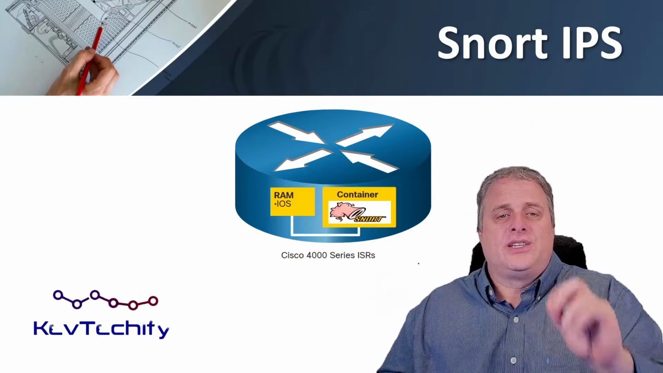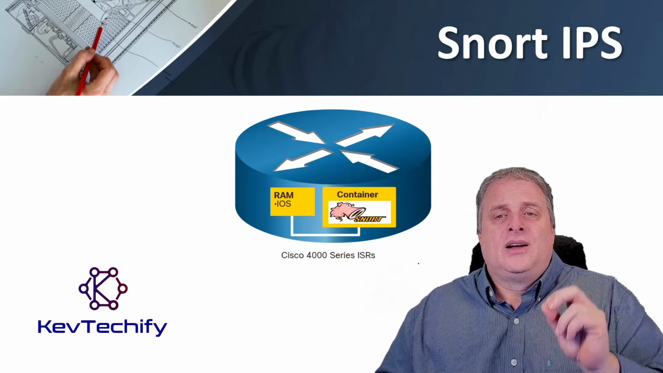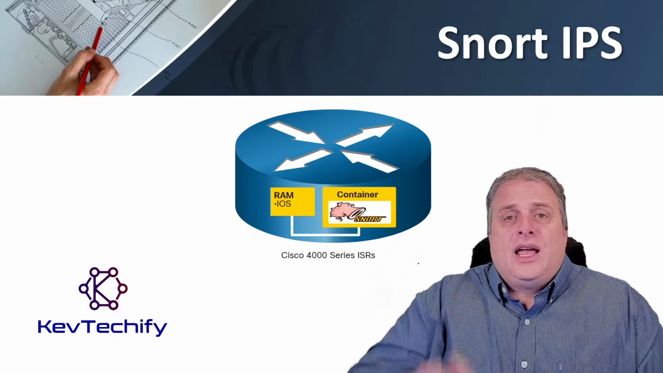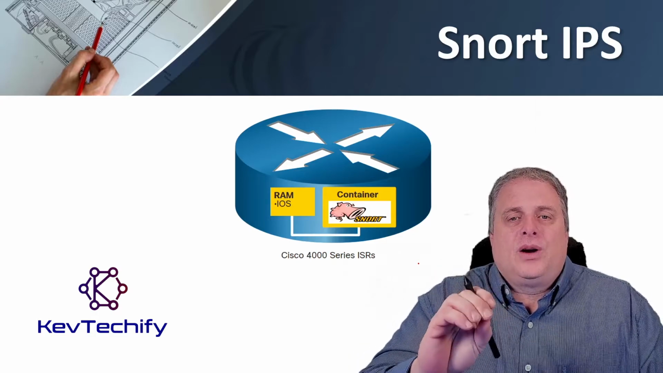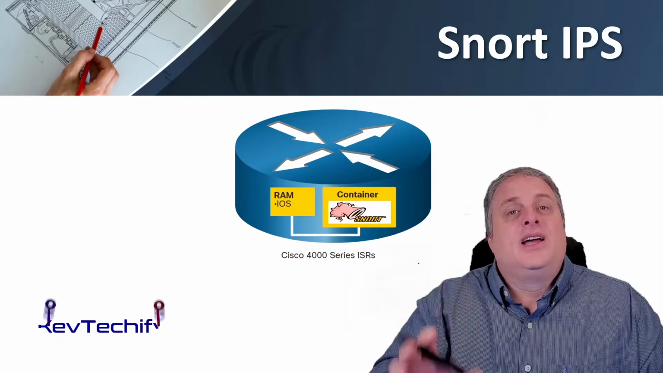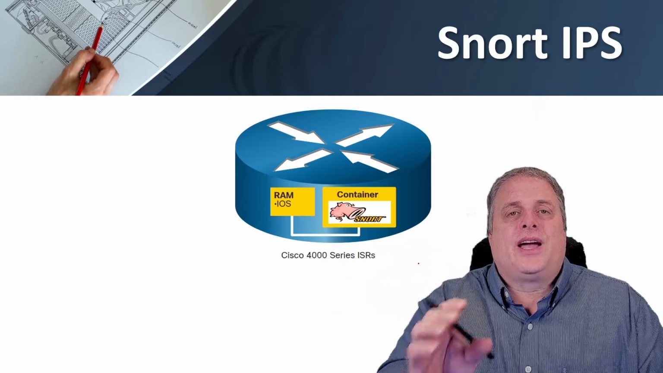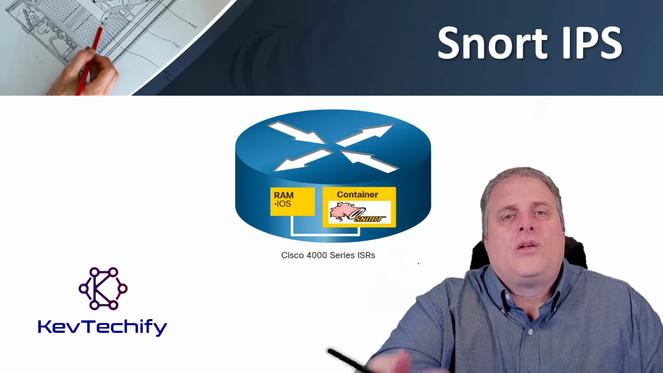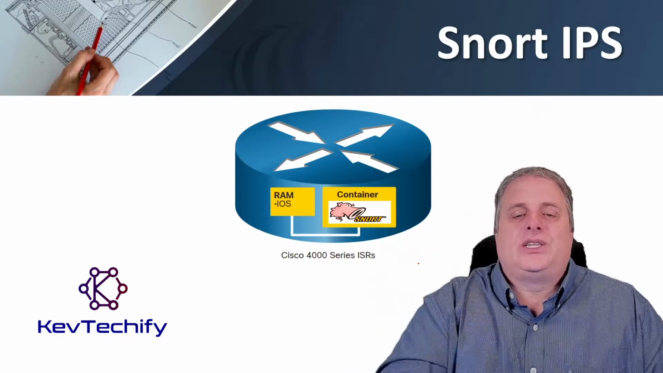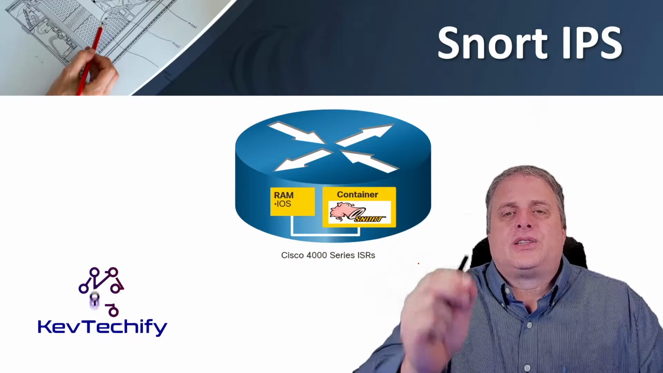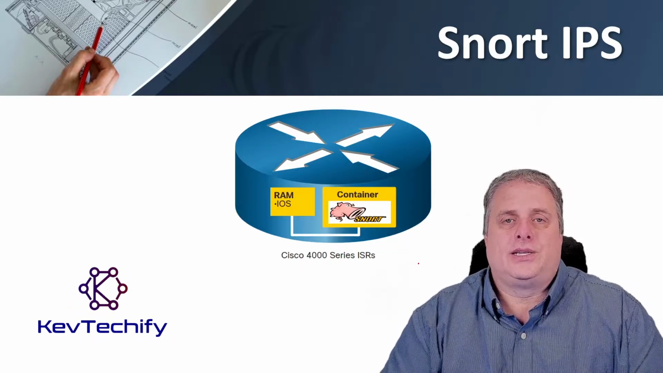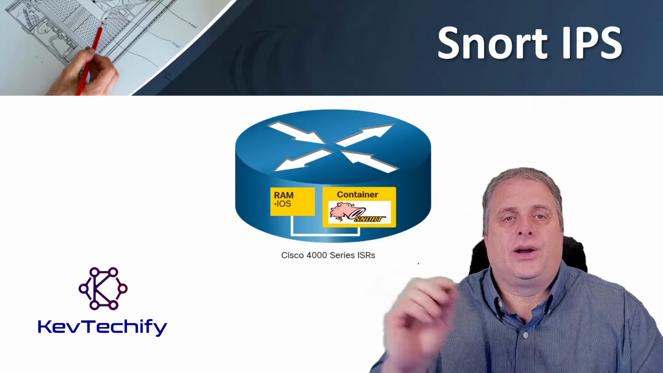The Snort container is distributed as an OVA file that is installed on those Cisco 4000 series ISRs. If you're familiar with VMware or virtualization products, OVA, Open Virtualization Appliance, is the software where you just click on it and it installs the whole virtual machine for you, pre-configured and everything. Cisco is taking that technology and applying it to this Snort intrusion prevention system to be installed on their Cisco 4000 series integrated service routers.